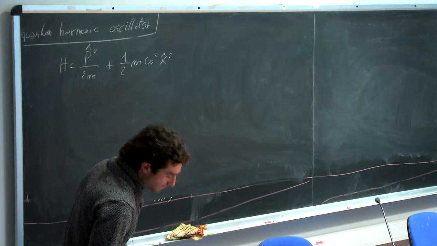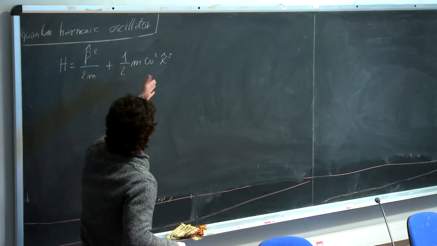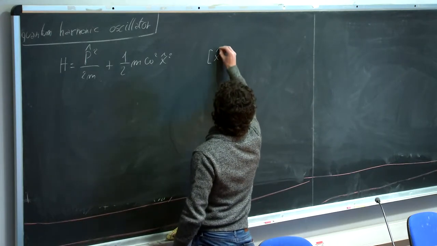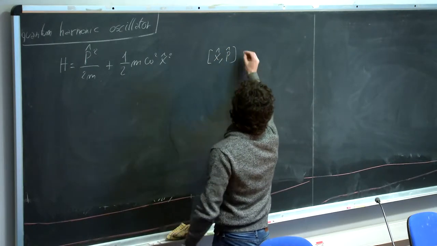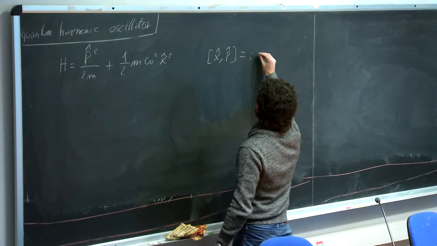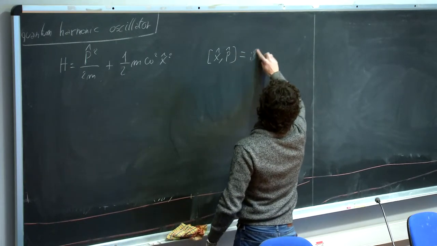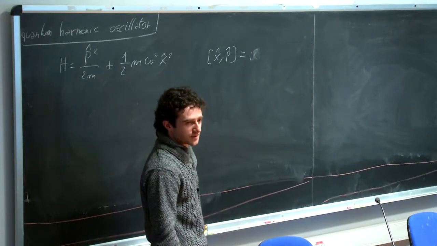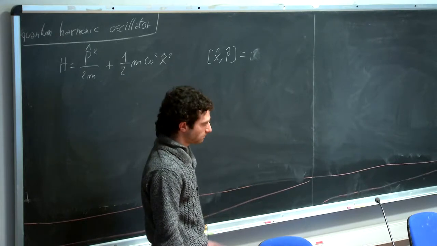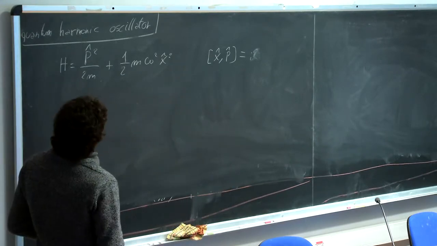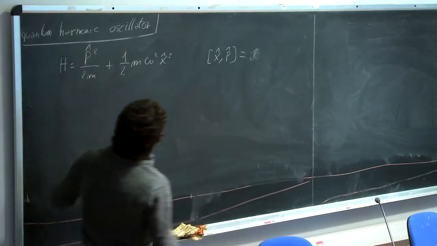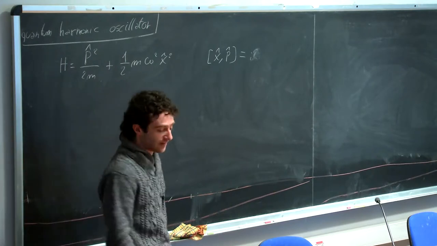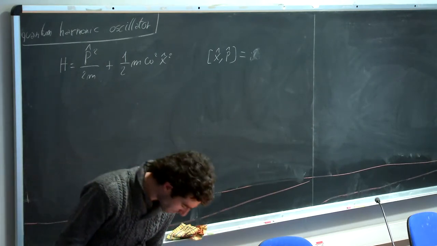How can we solve this model? First of all, what are x and p? x is the position, p is the momentum, and because this is a quantum harmonic oscillator, position and momentum satisfy this commutation relation, i h bar, where h bar is equal to 1. We assume natural units. Are you fine with that? So this is our Hamiltonian, and we want to diagonalize it, to find eigenvalues and eigenvectors of this Hamiltonian.